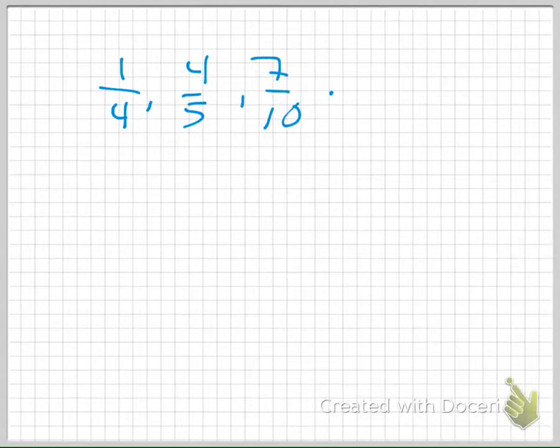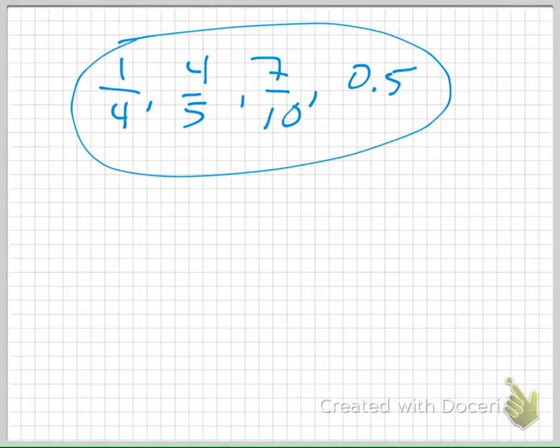How then, if I was to give you something like this, if I was to say, okay, here is 1/4, 4/5, 7/10, and 0.5. And I told you to order those from smallest to biggest. What would you do? How could you do this? What is the best way of doing this? I've got fractions and I've got decimals.